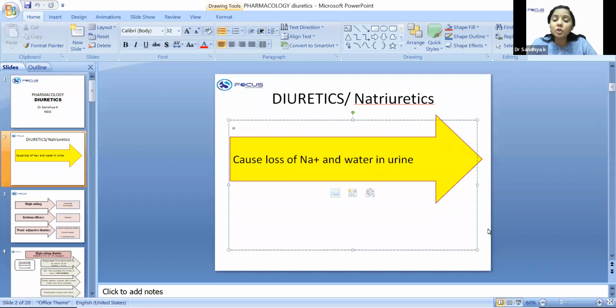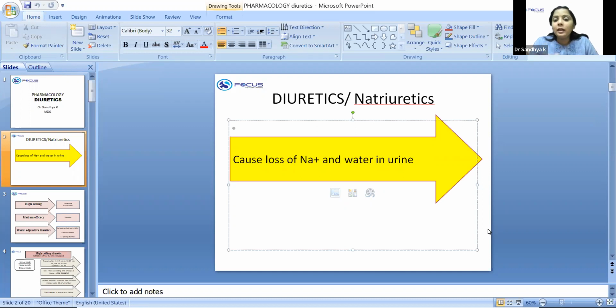Diuretics are drugs which cause loss of sodium and water from the body via the urine. Since they cause loss of sodium, they are also called natriuretics. Actually, these diuretics are removing excess sodium and water in the body.